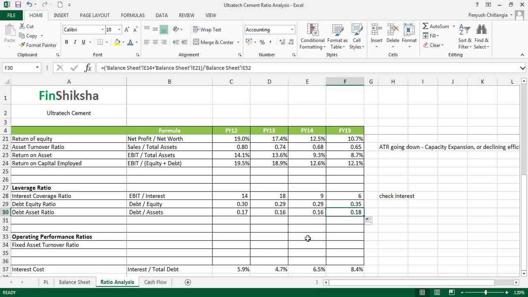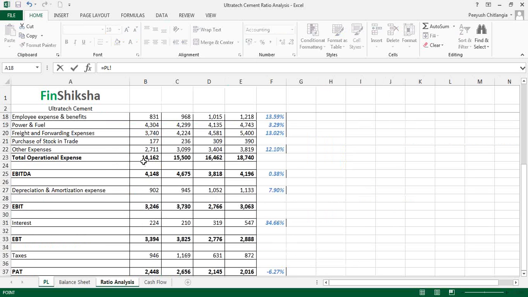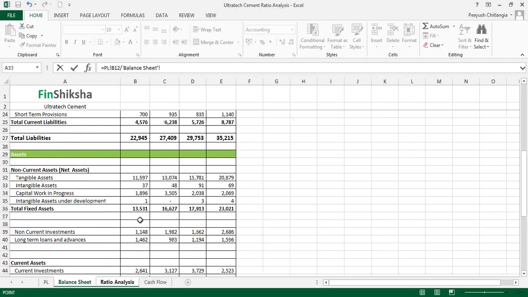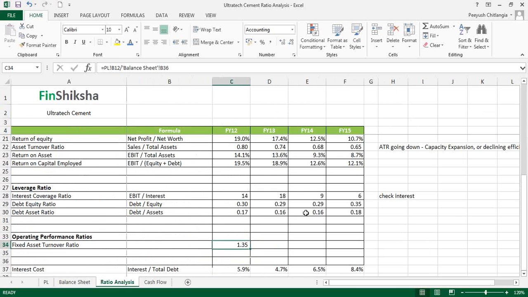Let's quickly finalize fixed asset turnover ratio as well. We take the P&L, which is the sales number, and divide it by the balance sheet total fixed assets number, to see what the turnover ratio looks like. Turnover ratio goes down. This usually signifies capital expansion, especially in industries like cement, which take time to do capacity expansion.